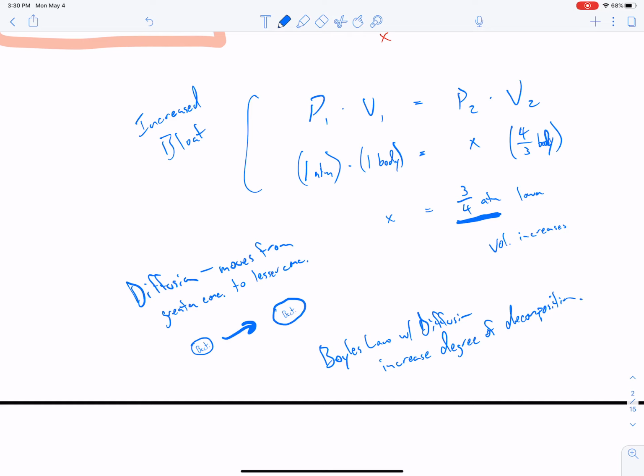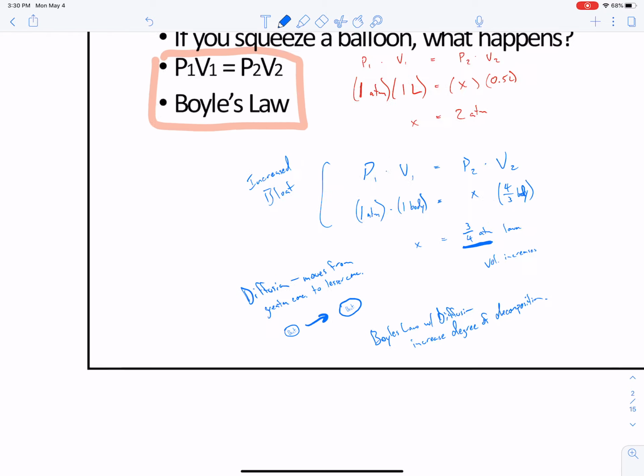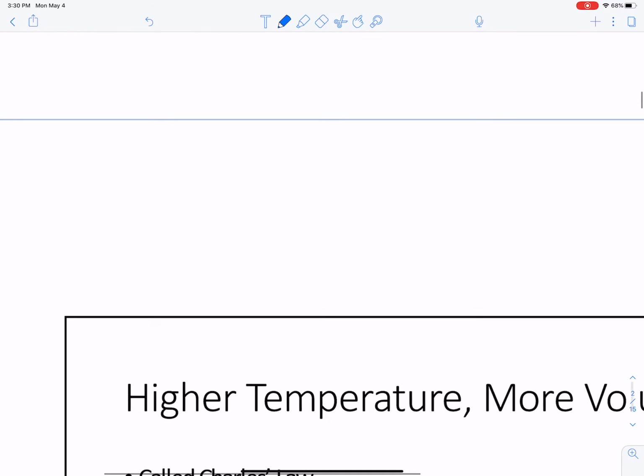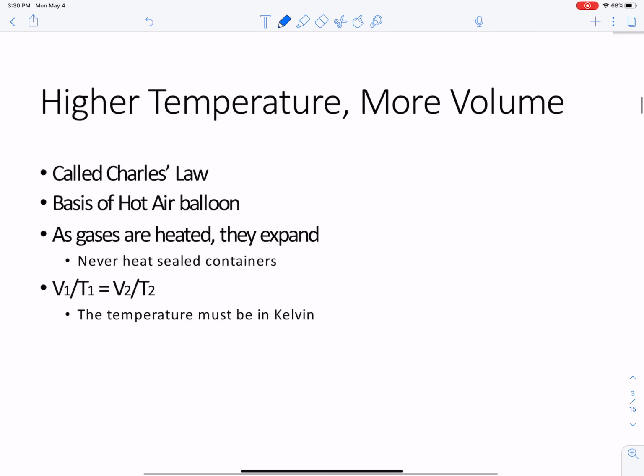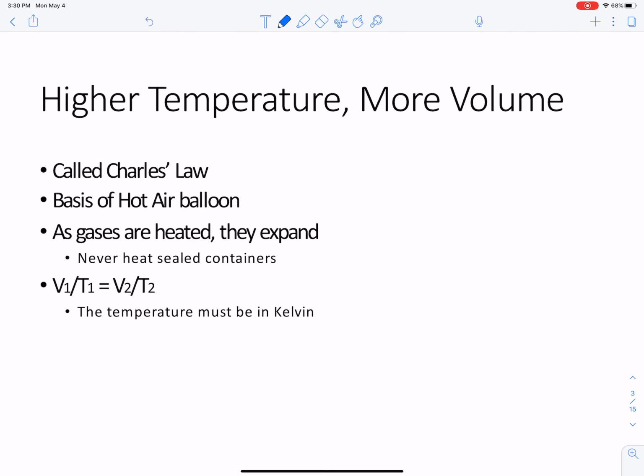So, is there a way that we can keep the volume from going up? Well, interesting to ask such things. Let's look at something different. At higher temperature, you get more volume. So this is called Charles' law, okay? This is Charles' law right here. It's the basis of a hot air balloon. You heat up the gases, they expand.